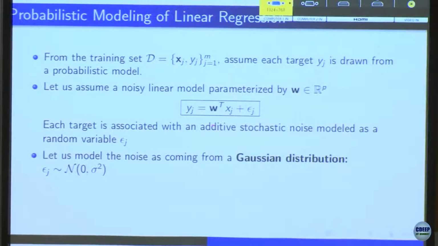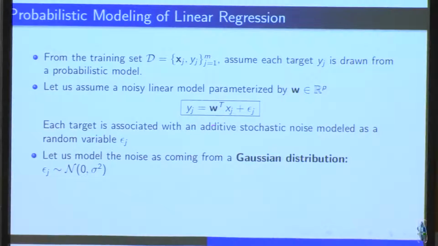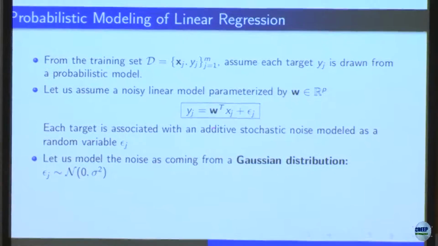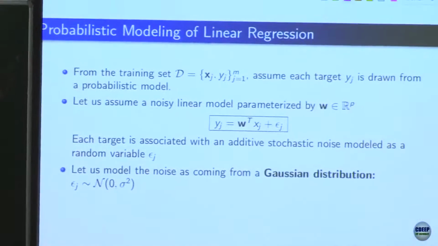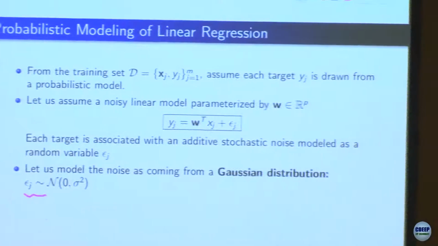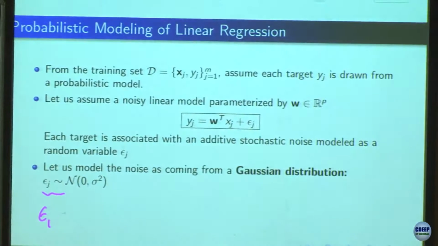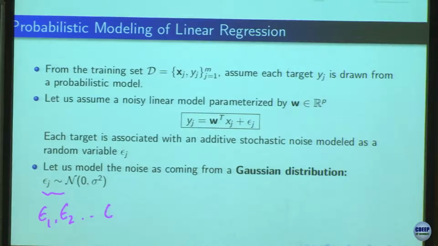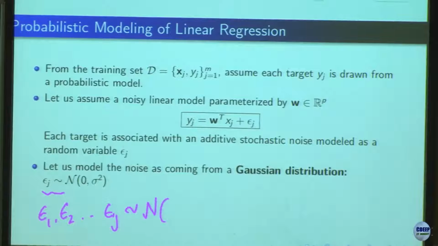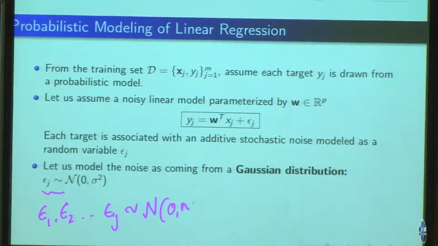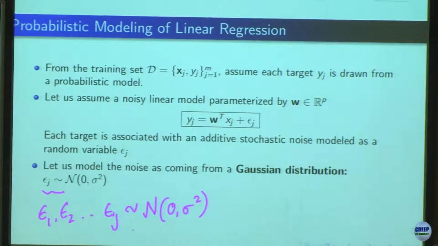Okay, so let us model the noises coming from a Gaussian distribution, and in addition we'll have that epsilon 1, epsilon 2, each epsilon j, while coming from the Gaussian distribution, is being independently distributed. This is what we mean by identically distributed.